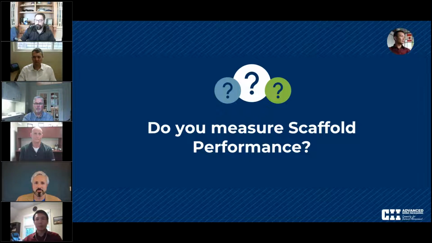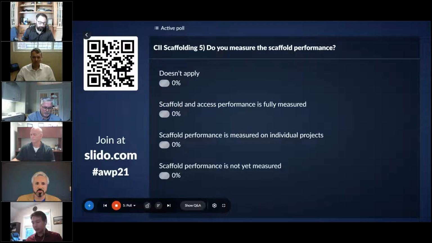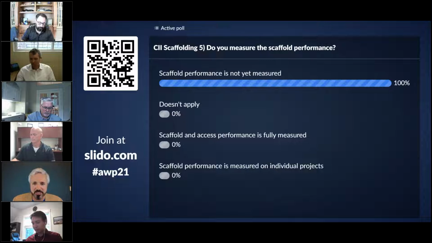All right, so with that talk about common language and data performance, we're going to come up on the project control section. Before we do that, we have another Slido question. So if you can pull up your phones, we'll answer this one. Do you measure scaffold performance? Oh, I'm seeing a different Slido question come up on my phone. There we go. Do you measure scaffold performance? It is anonymous, so you can answer accurately.